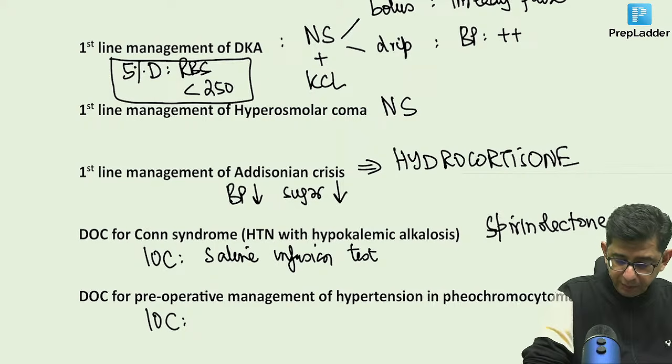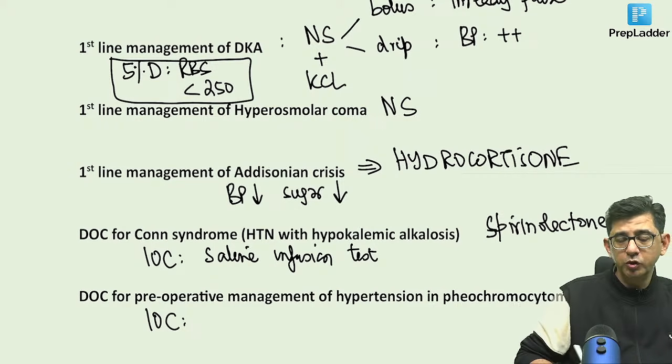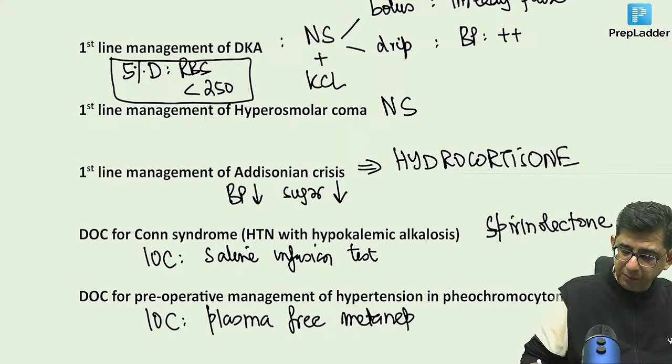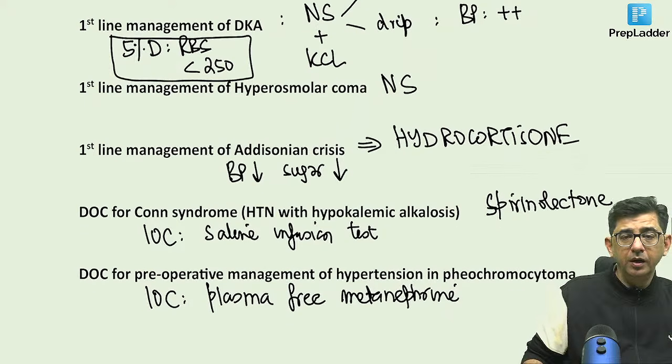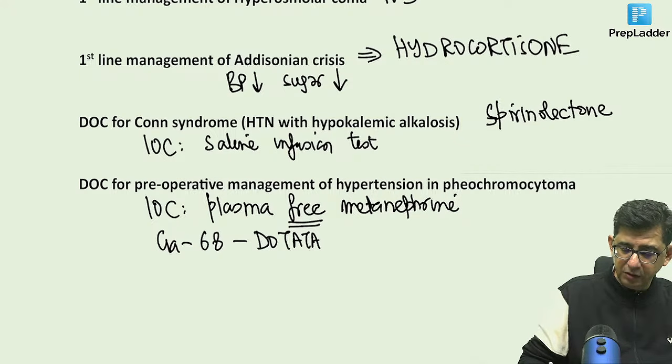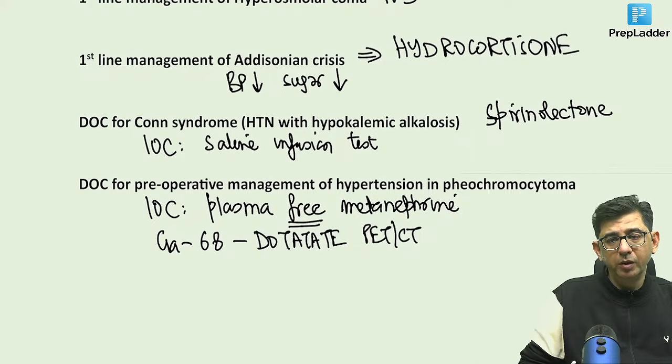For pheochromocytoma, the investigation of choice is plasma free metanephrine levels, supplemented with a 24-hour urine test. It is plasma free metanephrine, not a CT abdomen, and not fractionated metanephrine. Then we'll go ahead with gallium 68 DOTATATE PET CT scan, which is the best way to identify the tumor. There may be biochemical evidence of the tumor, but I need objective evidence.